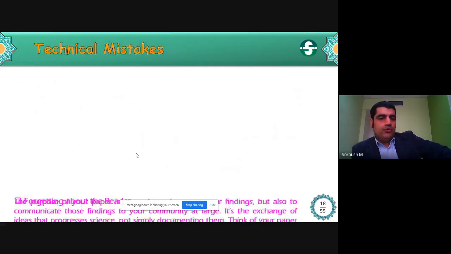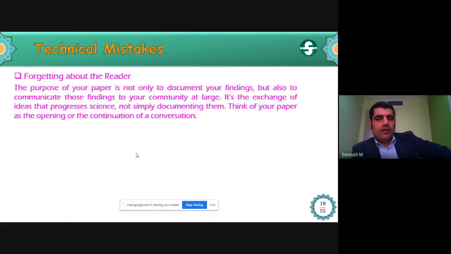For technical mistakes, let me show you some cases and give you some angles about that. Forgetting about the reader. Sometimes we forget about the reader, and please be noticed that we do research because we are going to communicate with others and find new ways to communicate with people who are working in the same field. If we keep the readers in mind, we will prepare a very good manuscript which will be accepted by a wide spectrum of readers.